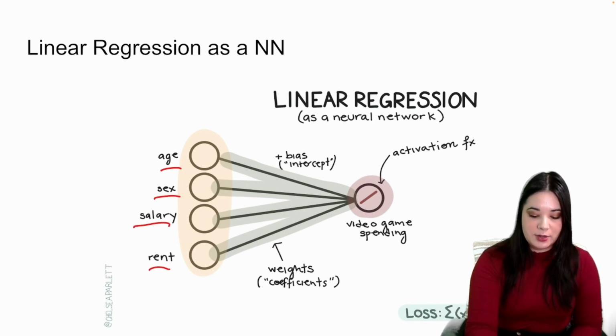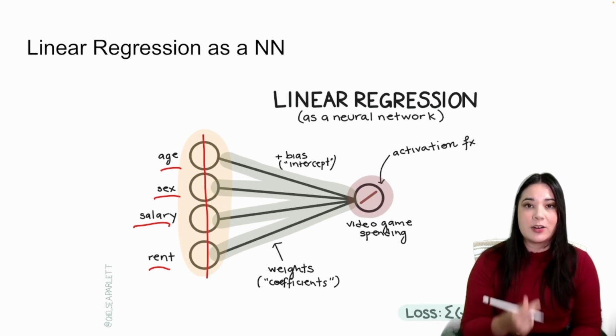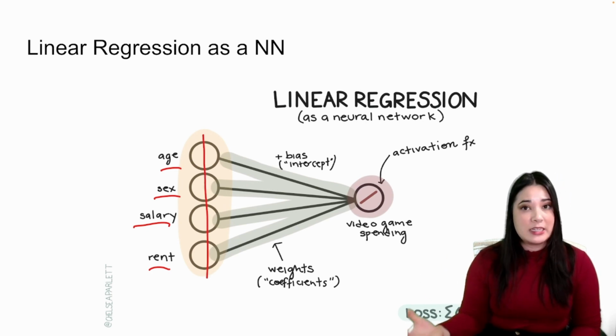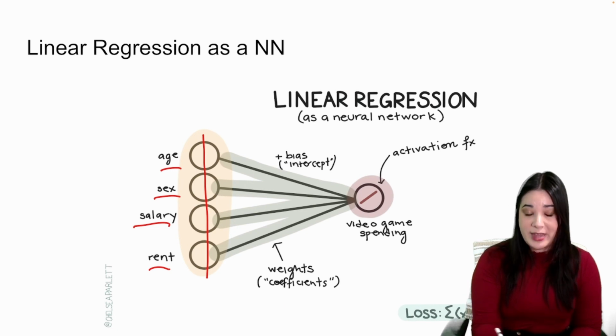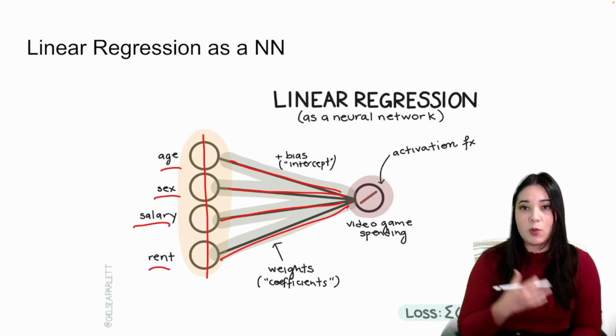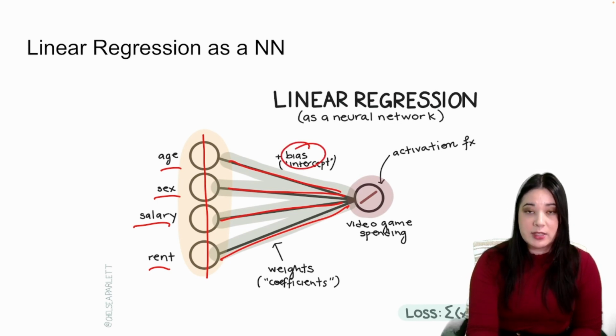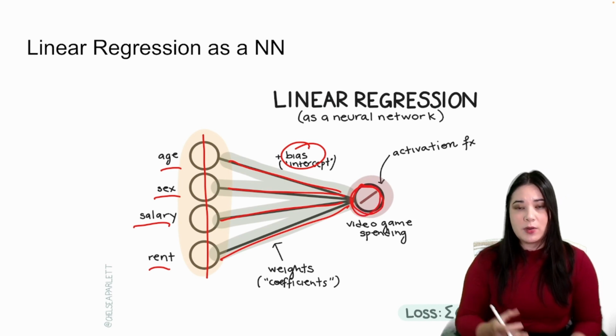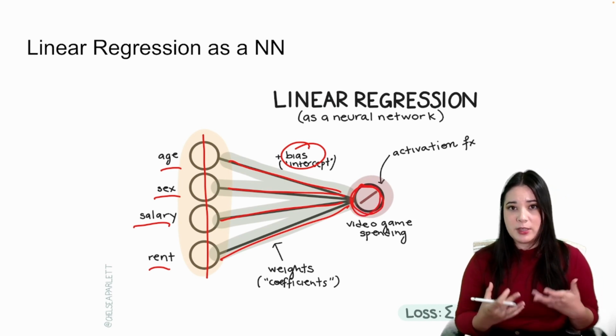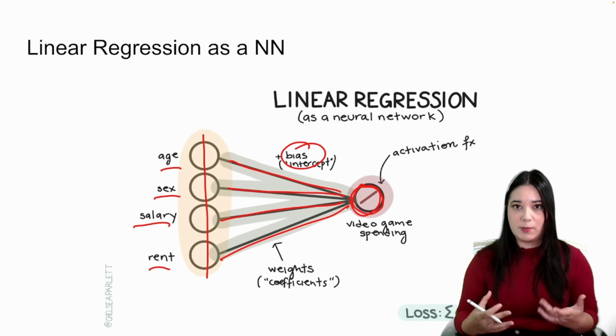In this case, the nodes on the left-hand side are our inputs. These are the predictors of our model. The weights in our neural network are basically the coefficients. They're the values that we multiply our inputs by in order to get our output. Once we've multiplied all of our inputs by all of our weights, then we add a bias or an intercept, and that gives us our output value. So as you can see, neural networks can be used to define incredibly simple models.